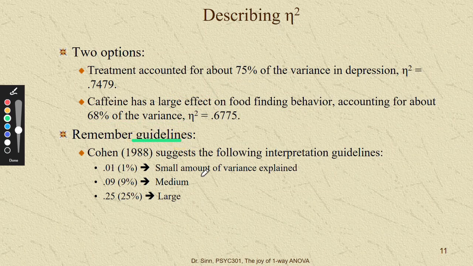Remember, there are these guidelines on how to interpret the sizes. So Cohen suggests that anything between 0.01 and 0.09, so in other words, less than 10%, is small. If you're above 0.09 to 0.25, it's medium, and anything above 25% is large.